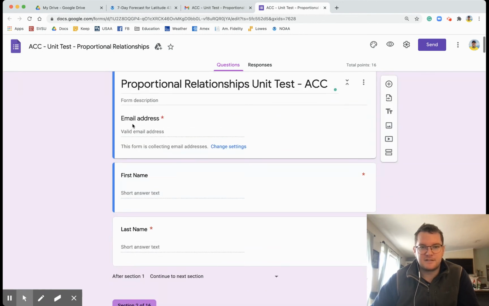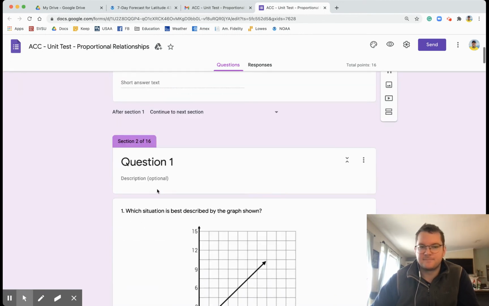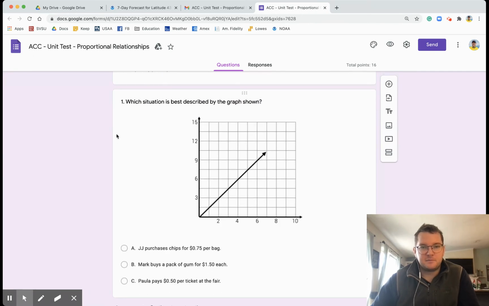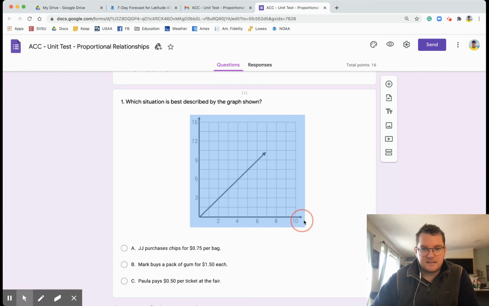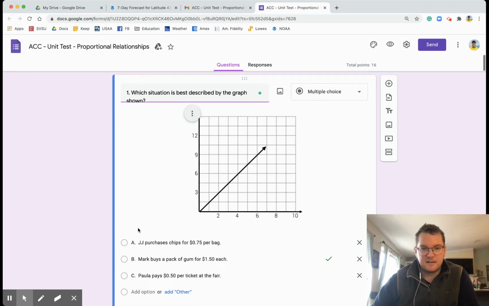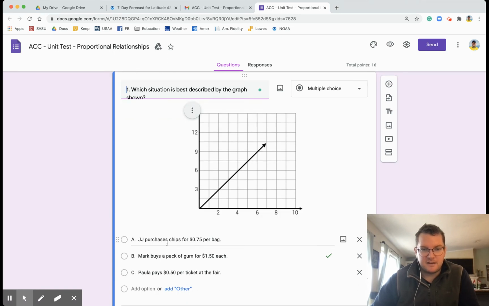The first few things, your email, first, last name. Now we're just going to jump down to question 1 here. I'm going to read it. Which situation is best described by the graph shown below? So if we're looking at this graph, guys, this is our y value, up and down. Our x value is left and right. So we just need to say, of these, which is the right answer?